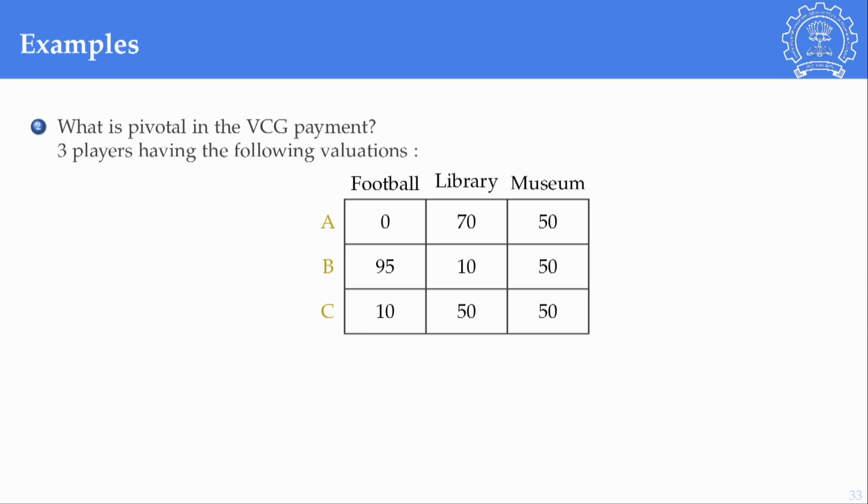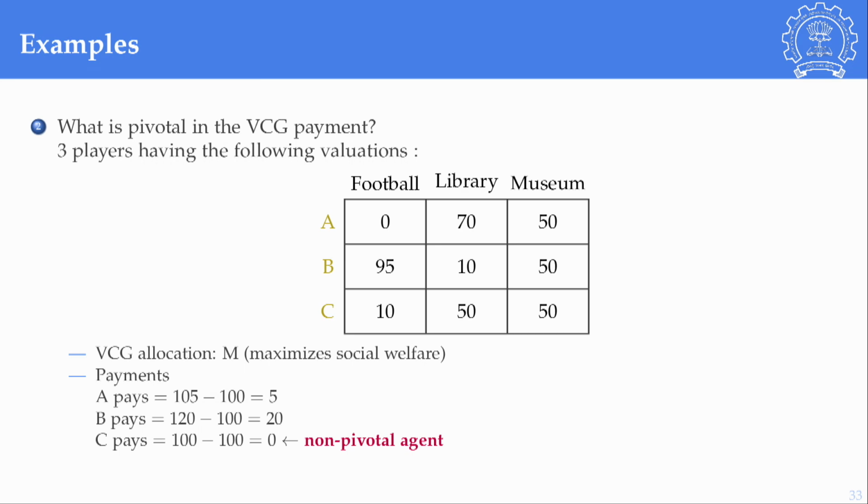So, what about C? If I remove C, what is the outcome? Museum, and in his presence, museum. So, he is a non-pivotal agent. So, what is the payment for this agent? Non-pivotal agents are not going to pay anything in this mechanism. So, that is exactly the point. When he is present or not present does not really matter. So, therefore, the VCG will not charge him. It is like you are just an extra, you do not have such a high preference such that I will actually change my outcome. So, therefore, you are never taxed. So, this is sometimes also a desirable property.